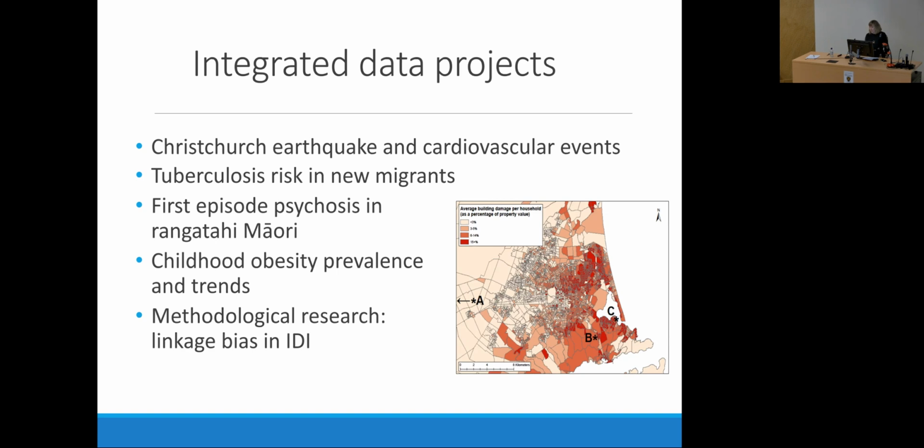And as part of Better Start National Science Challenge, I do a lot of work on childhood obesity prevalence and trends in that and correlates and things. And then we're also starting to get into some methodological research. So one project we've done, a little pilot project with Amanda Kalsvig, is about linkage bias in the IDI. So when all that data gets linked together, whether linking errors are more common in some groups of people than others, and whether that introduces bias into people's work.